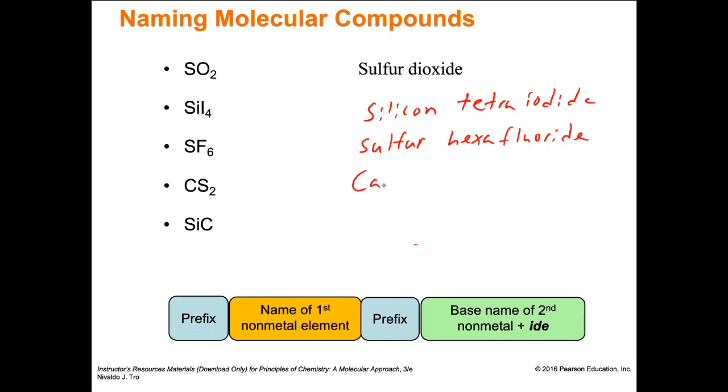Okay, here I have carbon. Remember, I just have 1 carbon, but I don't write monocarbon. Just leave it as carbon. 2 sulfurs, so I would say disulfide.